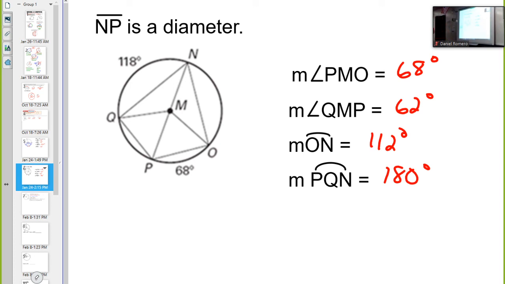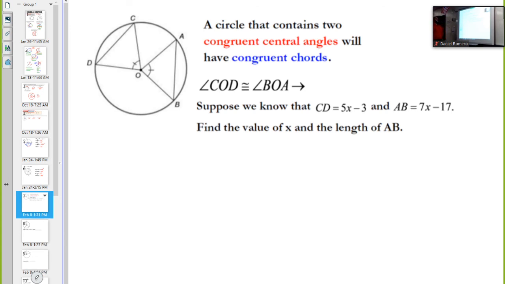Call 180 degree arc. Word for 180. A circle that contains two congruent central angles will have congruent chords, right? So this is telling you that if I have a central angle over here and another central angle over here, and I were to connect them with chords, those chords would also be congruent. Kind of obvious, but that's how we give it a name.